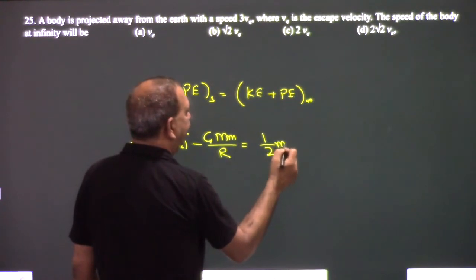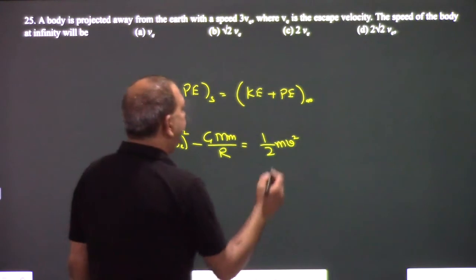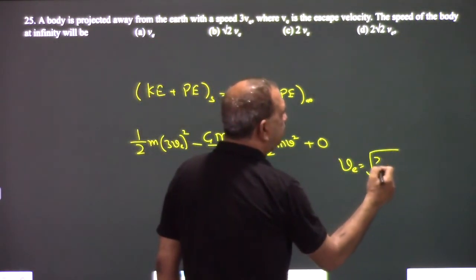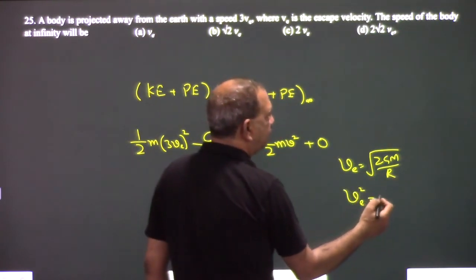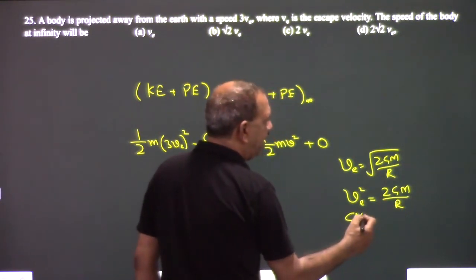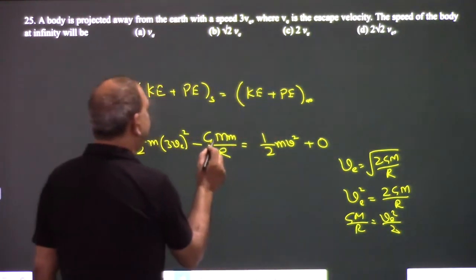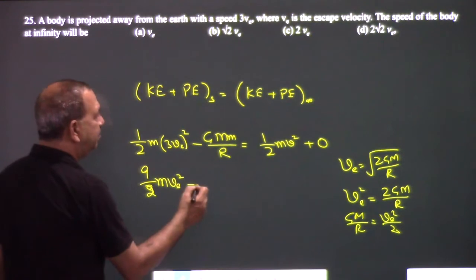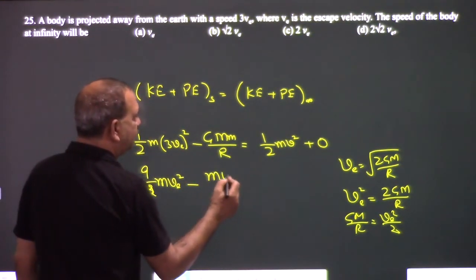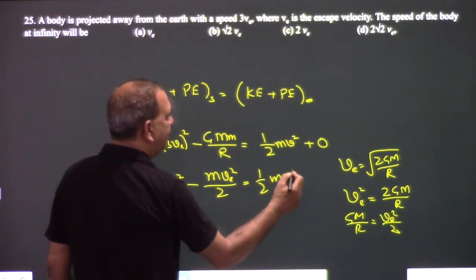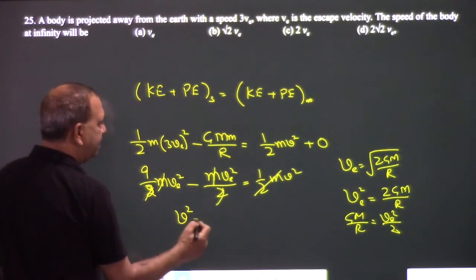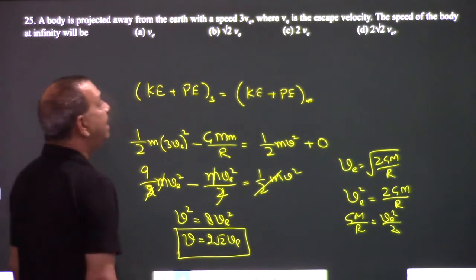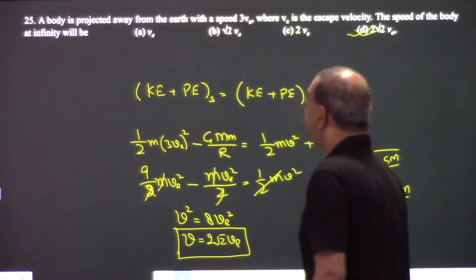What is the kinetic energy left at infinity? That is half m v square, and we have to find the speed. The potential energy at infinity is 0. Now VE is equal to root 2 G M by r. If I square it, VE square is equal to 2 G M by r, so G M by r will be VE square by 2. Placing this here, we get 9 by 2 m VE square minus m VE square by 2, which is equal to half m v square. Half m cancels. So v square is equal to 8 VE square, then v is equal to 2 root 2 VE. That will be the speed left at infinity.